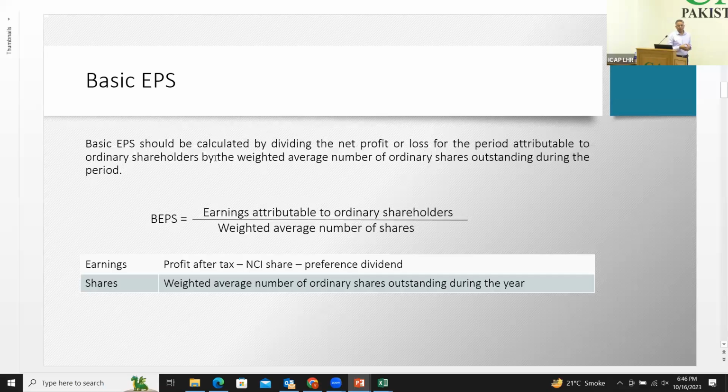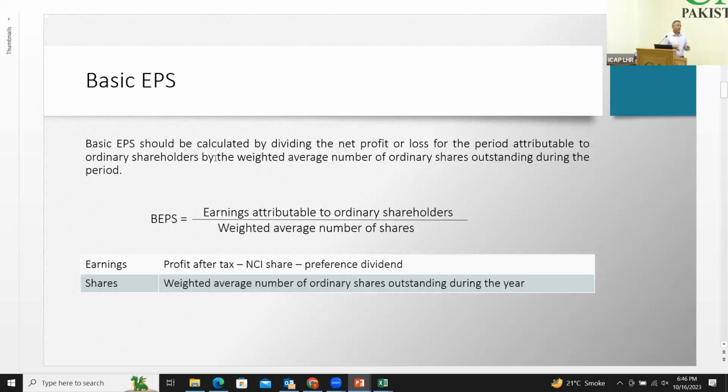So it's very important while calculating the weighted average number of shares that you determine whether the shares issued during the year are at market value or at other than market value. So the formula is very simple: earnings attributable to ordinary shareholders divided by the weighted average number of shares.